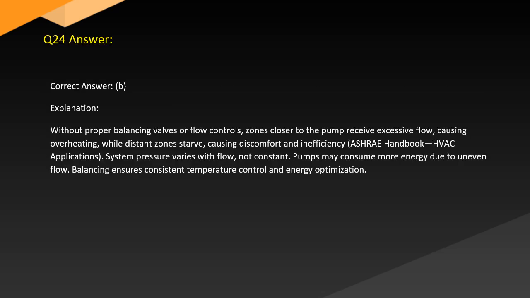Answer. Correct answer: B. Explanation. Without proper balancing, valves or flow control zones closer to the pump receive excessive flow, causing overheating, while distant zones starve, causing discomfort and inefficiency. ASHRAE Handbook, HVAC Applications: system pressure varies with flow, not constant. Pumps may consume more energy due to uneven flow. Balancing ensures consistent temperature control and energy optimization.